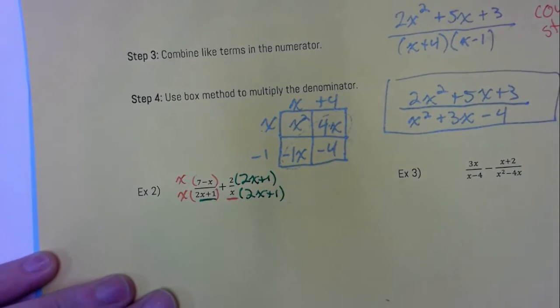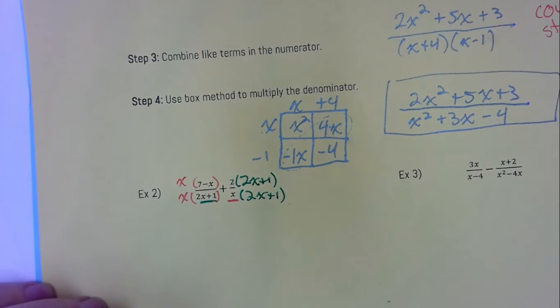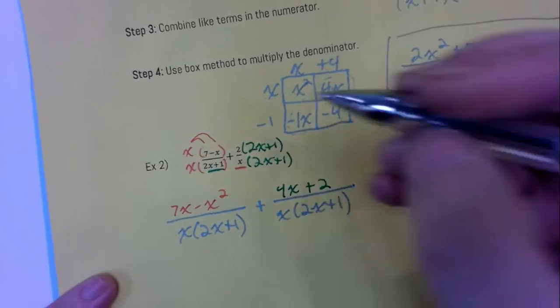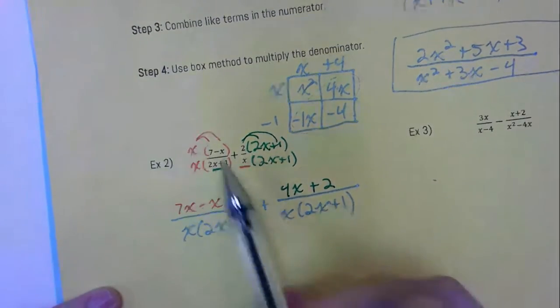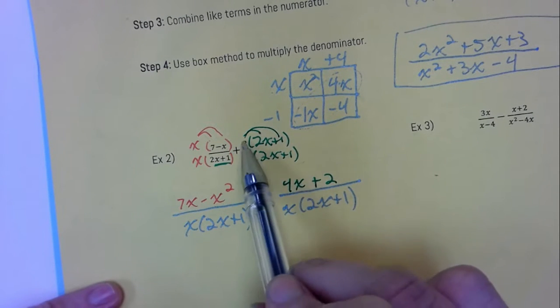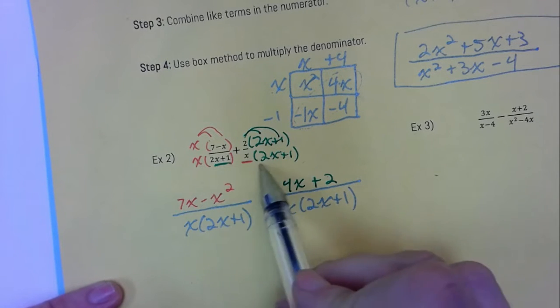So now think about what's the next thing we're going to do. And hopefully you said you are going to multiply out the numerators. And make sure you got 7 times x is 7x, x times negative x is negative x squared, 2 times 2x is 4x, and 2 times 1 is 2. And then just over the combined denominator, which is the same for both.